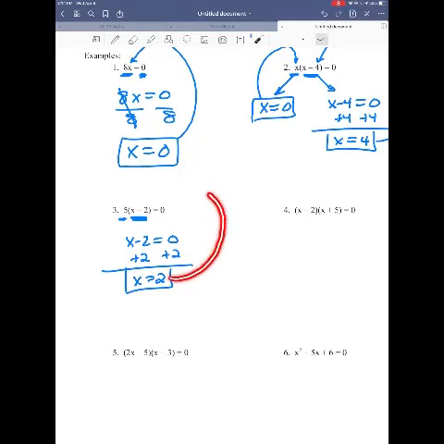And you can always check your answers by taking your solution and plugging it in for x. And notice when I take that 2 and plug it in for x, that makes that parentheses be 2 minus 2, which is 0. And then, of course, 0 times 5 is 0.